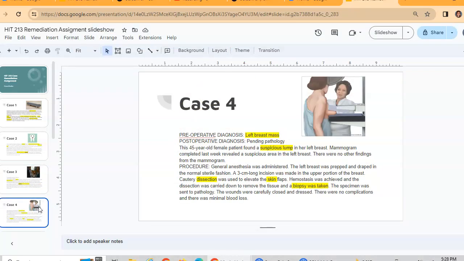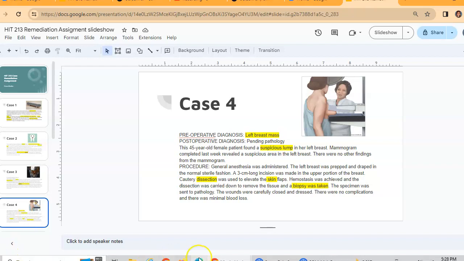Case number 4 was a preoperative diagnosis with a left breast mass. Patient presents with left breast mass. Incision was made in the upper portion of the breast. Cautery dissection was used to elevate the skin flaps, hemostasis was achieved, and the dissection was carried down to remove the tissue, and biopsy was taken. The specimen was sent to pathology. So you could Google excision of breast tissue or breast tissue biopsy.